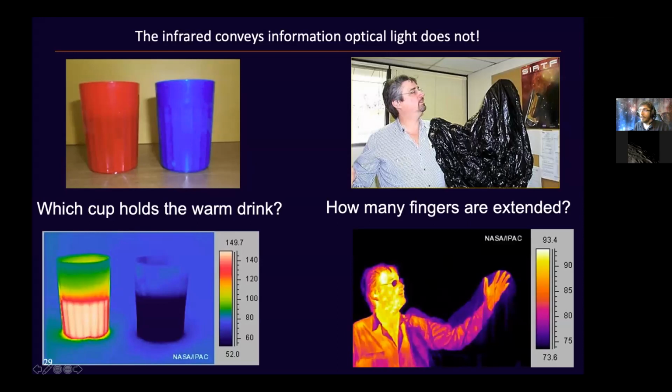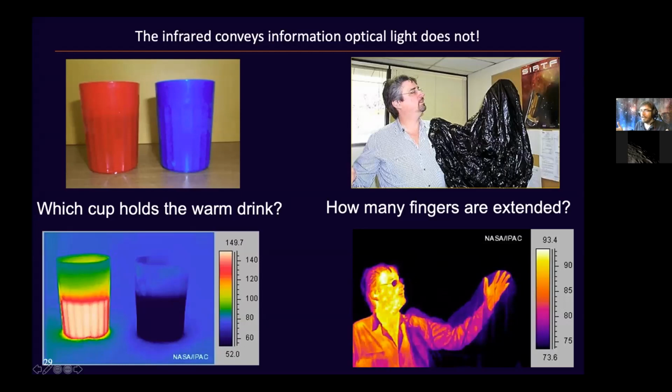Similarly, here's a photo of the same person holding up his hand. If you're looking at infrared wavelengths, those wavelengths go straight through the black bag with really no problem at all. And you can see, in this case, all of his fingers are extended. You can still see the outline of the bag very slightly, but it's really not causing you any trouble seeing through whatsoever.